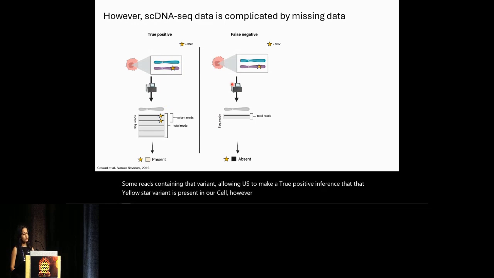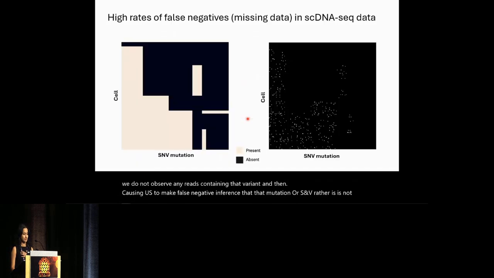However, because of low coverage, we will very often see the situation where the star variant is present, but during sequencing, we do not observe any reads containing that variant, causing us to make a false negative inference that the mutation, or SNV rather, is not present in our cell.